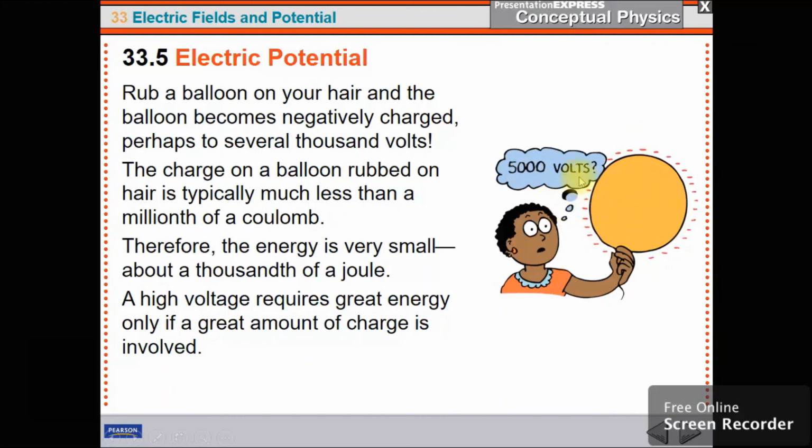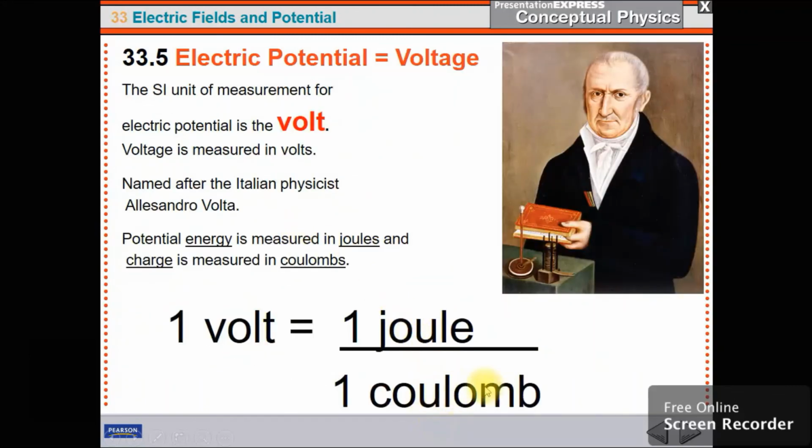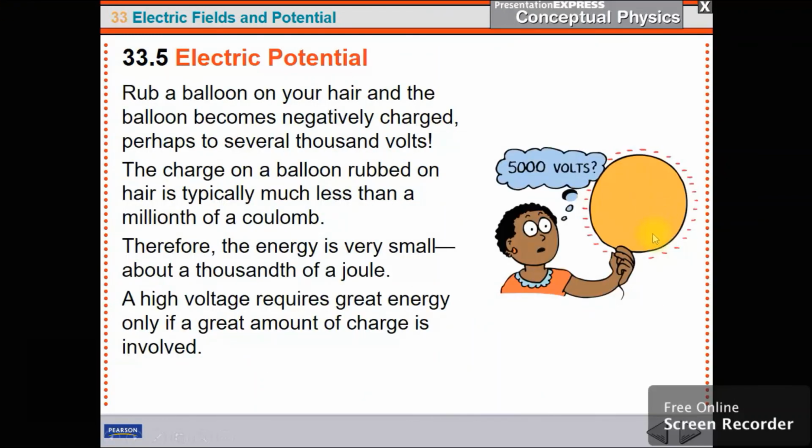Now, why is this charge on the balloon not going to kill you? Because there's a millionth of a coulomb. So if I have a millionth of a coulomb and I have a lot of volts, I don't have that much energy. A tiny amount of energy divided by a very, very tiny amount of charge can make a high voltage, but there's not enough energy to kill you. And it's the energy that's the dangerous part. So that's how you can have 5,000 volts on that balloon, and it's not going to hurt you.